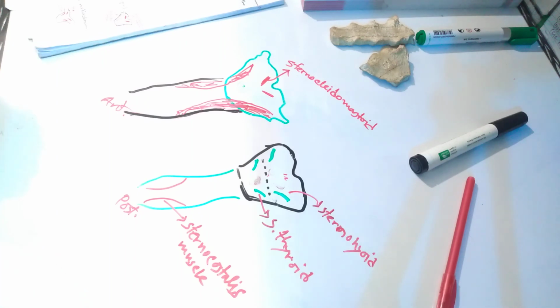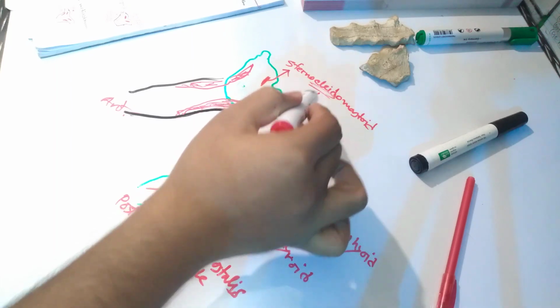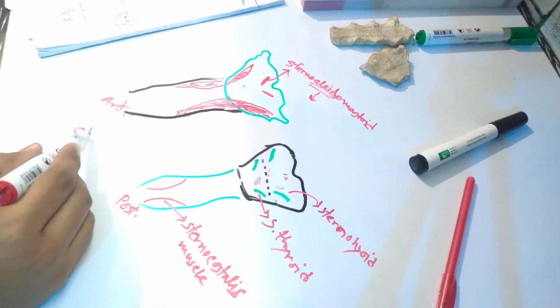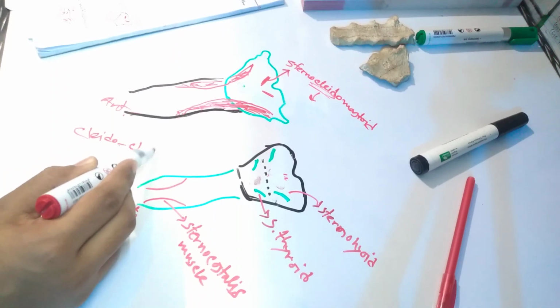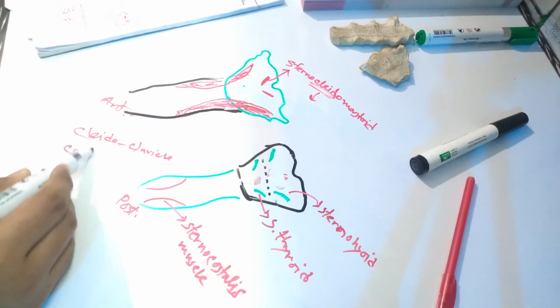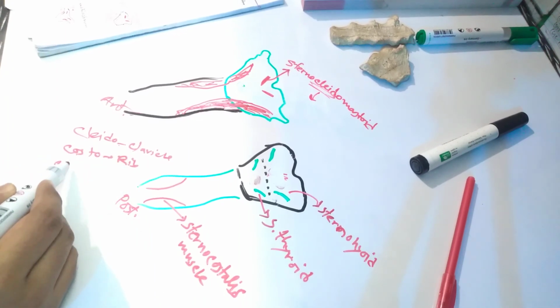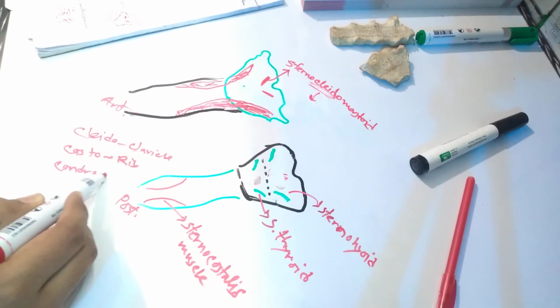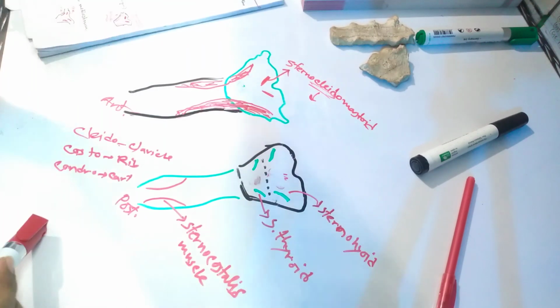Then sternocleidomastoid. This cleido means clavicle. This is clavicle. Cleido means clavicle, costo means rib, and chondro means cartilage.